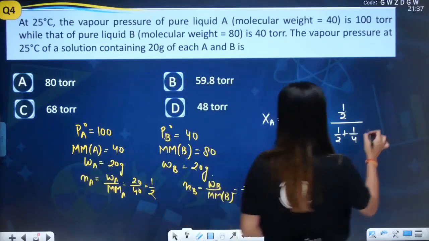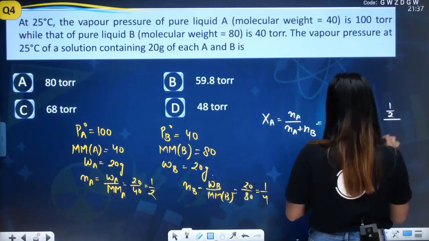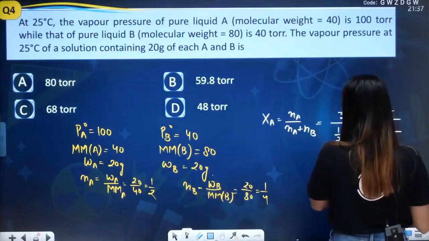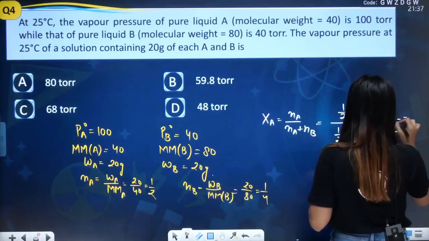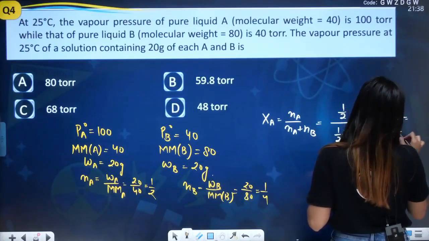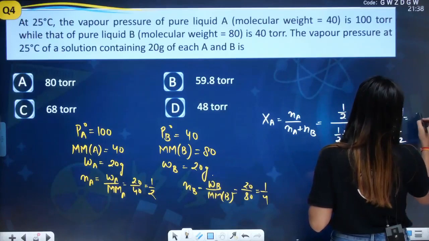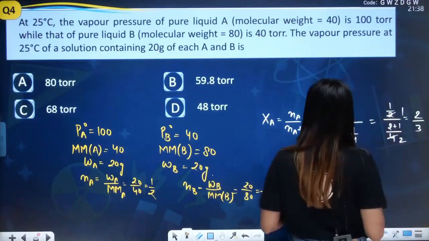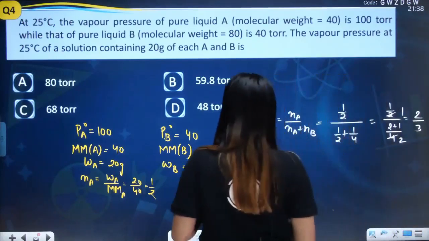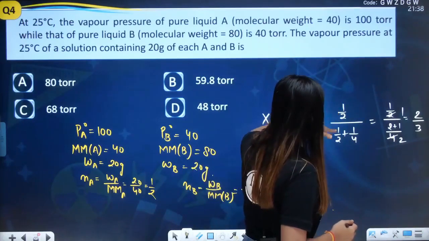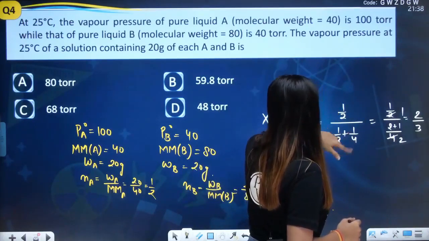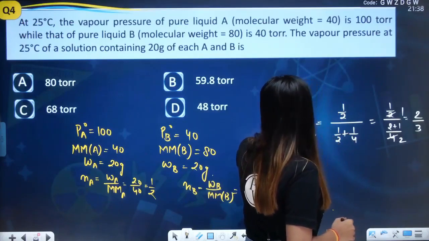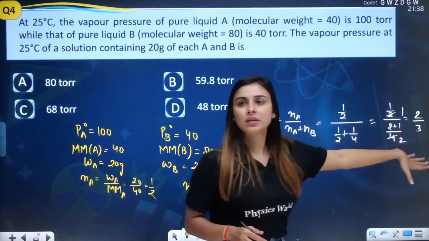Let's calculate it. This will be 1 upon 2 upon, you will take 4 LCM. Then this will be 2 plus 1. This will be 1, 2. This will be, I think, 2 by 3. Have we calculated it correct? This will be 2 and that would be 1. Yes. So 2 by 3 is the mole fraction.